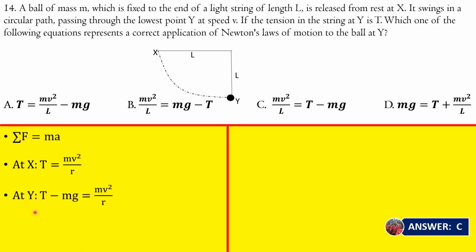So at y, T minus mg equals mv squared over r. So why do we say this? Well, because at y, the weight of the particle is acting downwards, the tension is acting upwards. So the resultant of those two opposing forces acting on the particle gives you the centripetal force towards the center. So you have tension acting towards the center, so you have that tension first, minus the force that is acting away from the center, which is mg, should give you that centripetal force. So that's it.